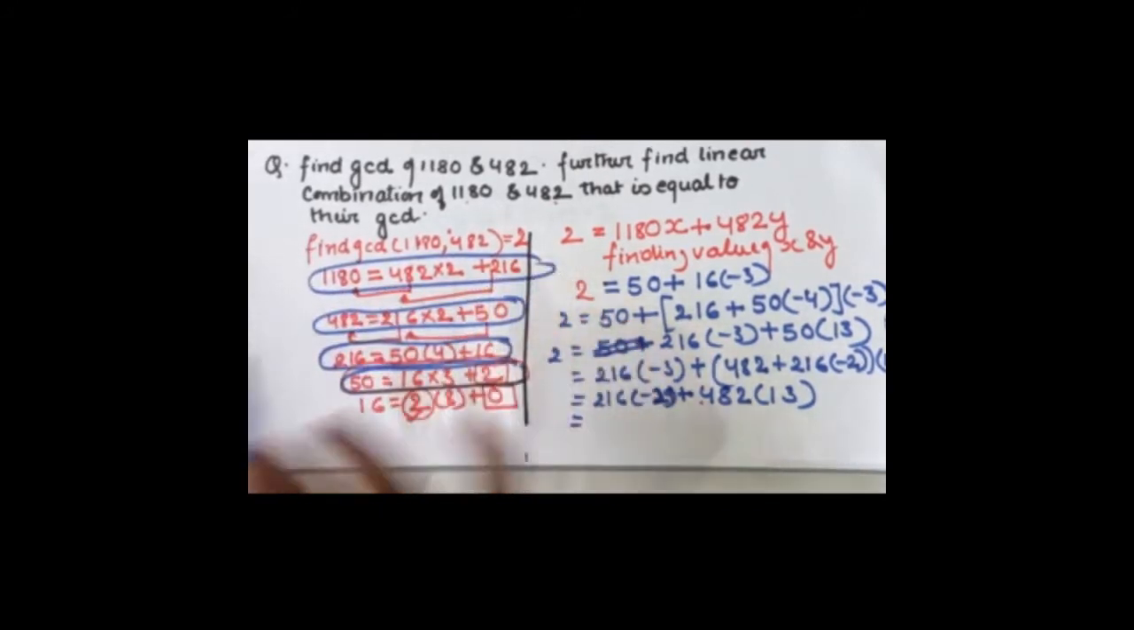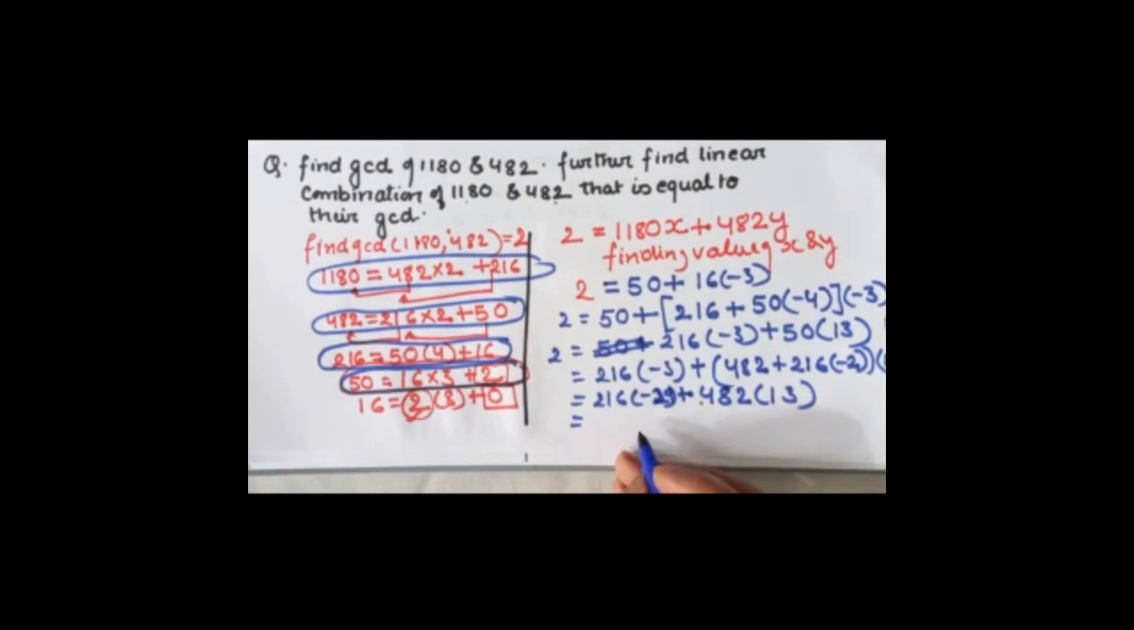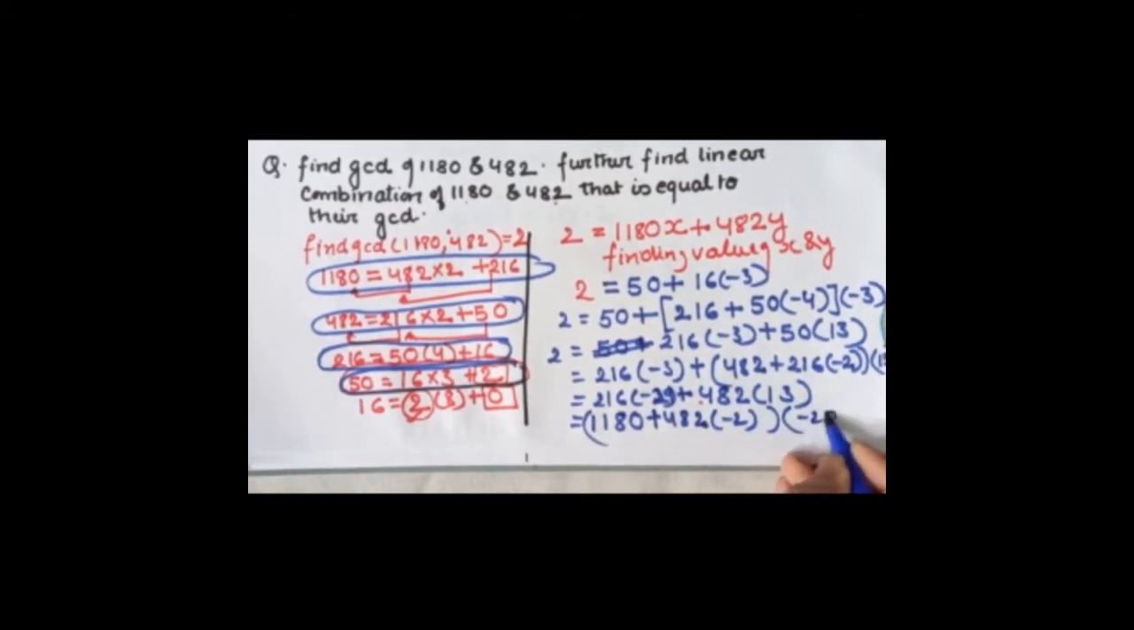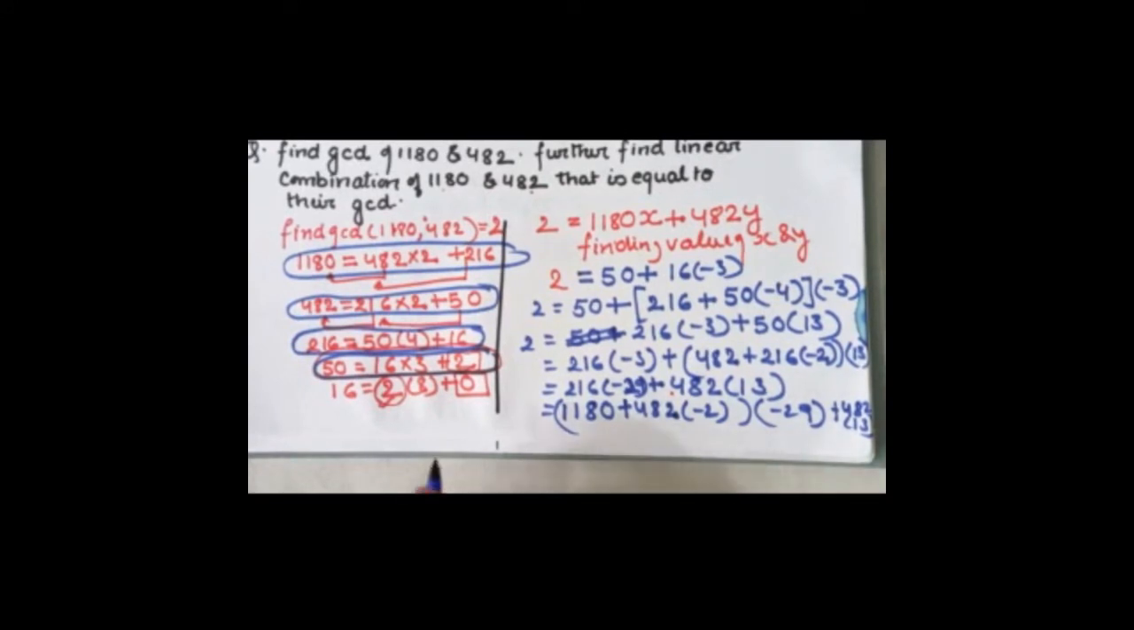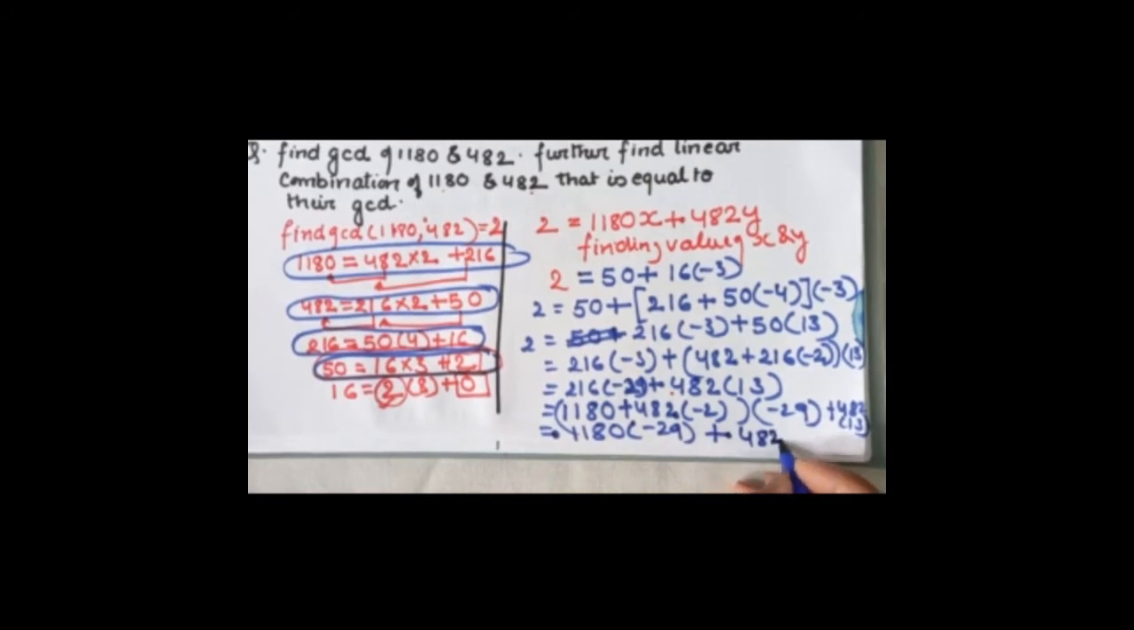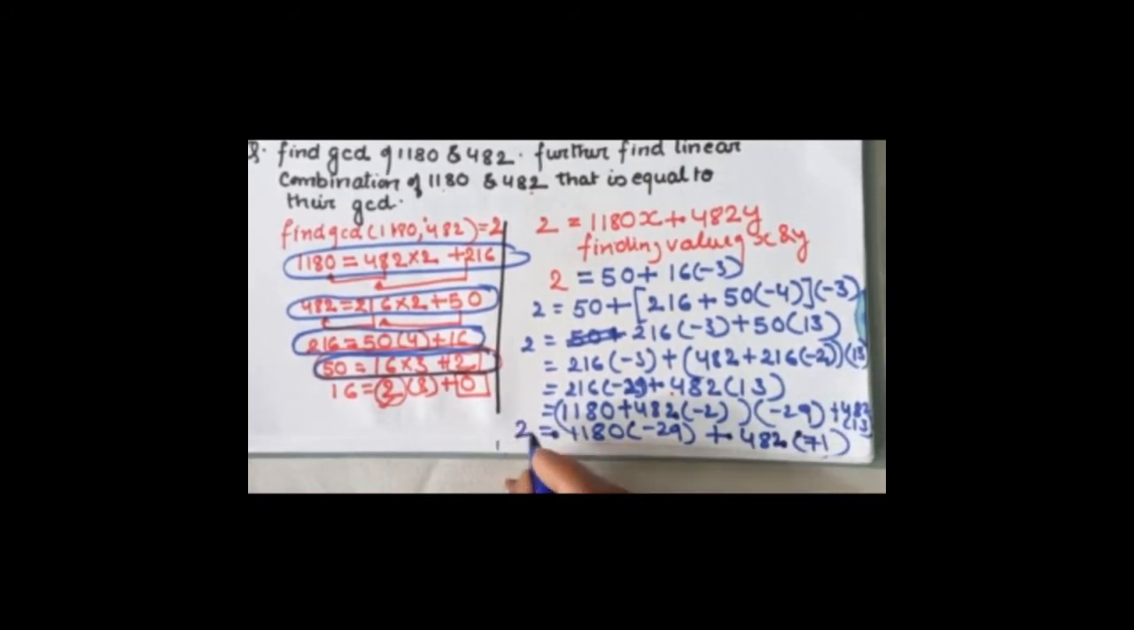This equation will serve as the substitution here, and my value is now going to be 1180 plus 482 minus 2, and there's going to be a value of minus 29, right? I hope you can understand this. Plus this is going to be as it is, 482 13. After this, when you solve this, you get the value as 1180 minus 29 plus 482, and you get 71, which is equivalent to 2. All these are equivalent to 2, right? Now you got the value.